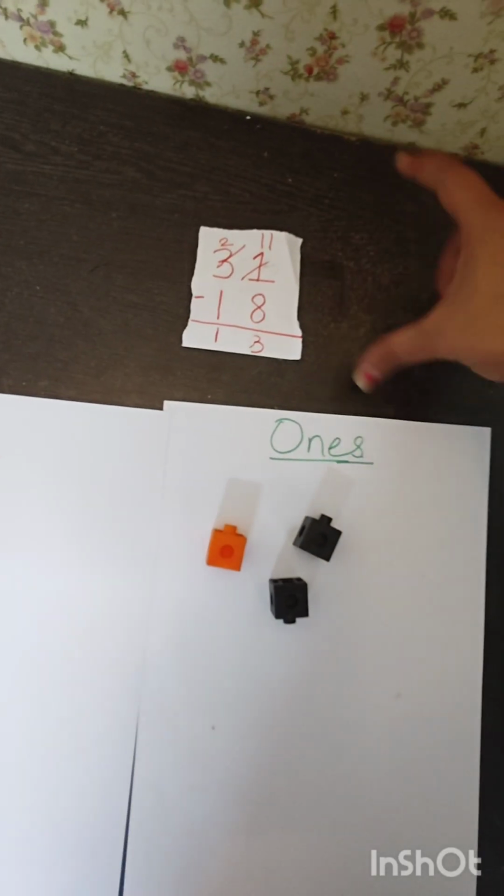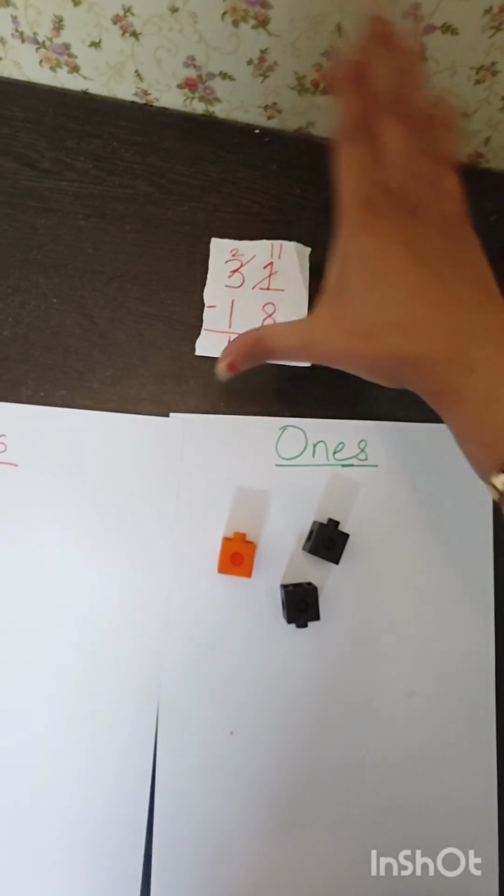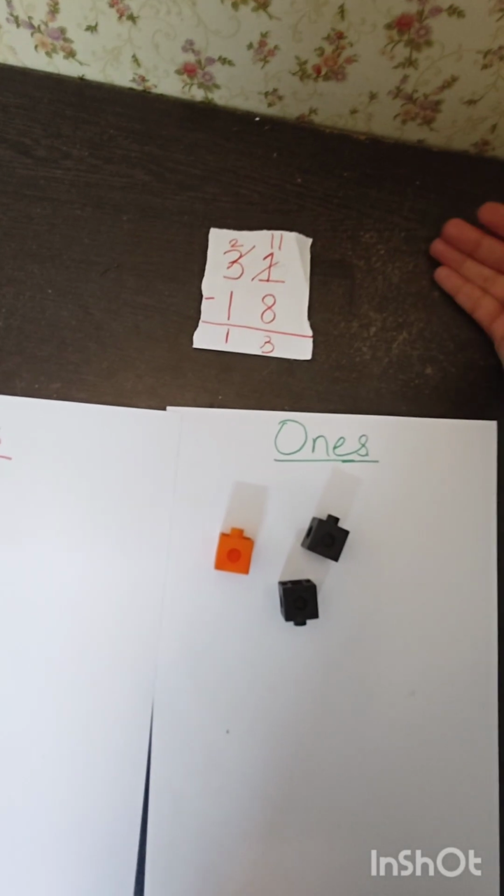You can also prepare a rule chart and keep it in front of the child, so that the child can see it and solve it.